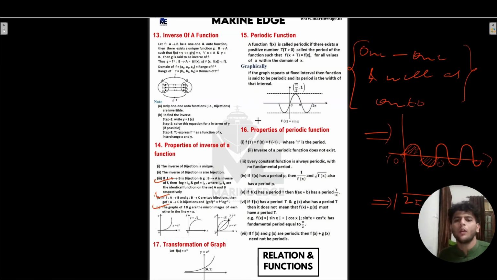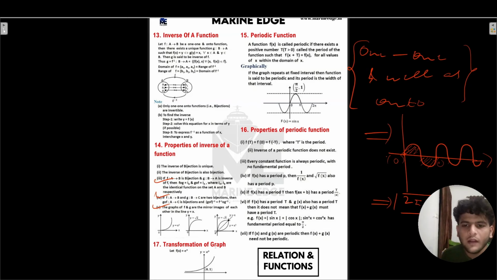Now the properties of a periodic function: f(t) is equal to f(0), f(-t), where t is the period. The inverse of a periodic function does not exist, that is, you cannot take the inverse of a periodic function. Every constant function is always periodic with no fundamental period, that is, 5 will be equal to 5 no matter how many times you are talking about it. 5 after any period will be 5. This should be common knowledge.